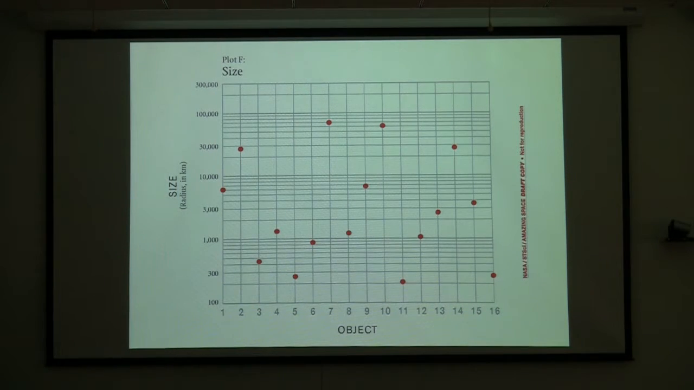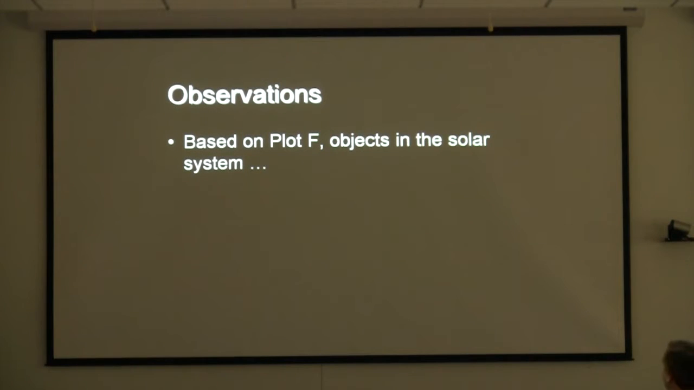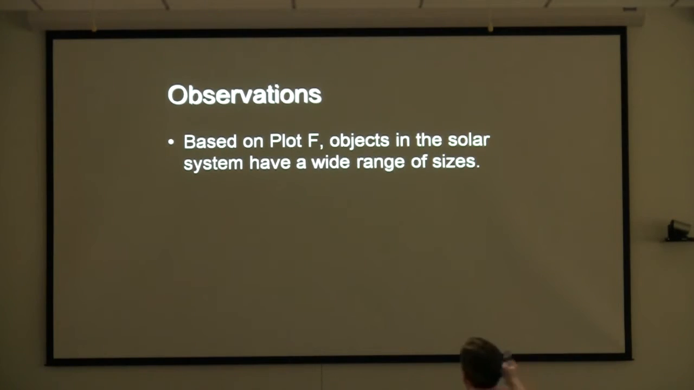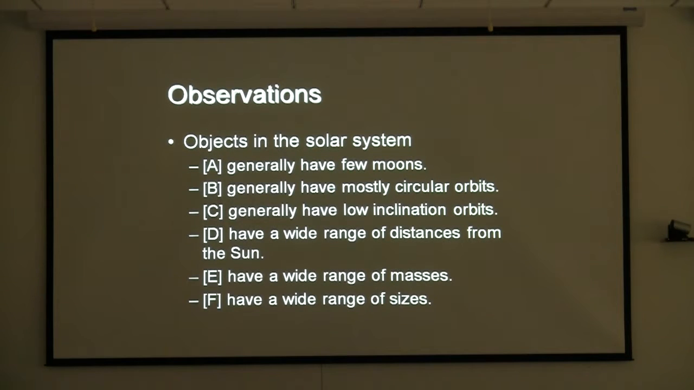All right, so plot F, based on plot F, objects in the solar system come in a wide variety of sizes. Yes, you can get small, medium, large, and extra large in the solar system, okay? Invariably when we're doing this with teachers, somebody notices something in the plots, and let's take our observations together.